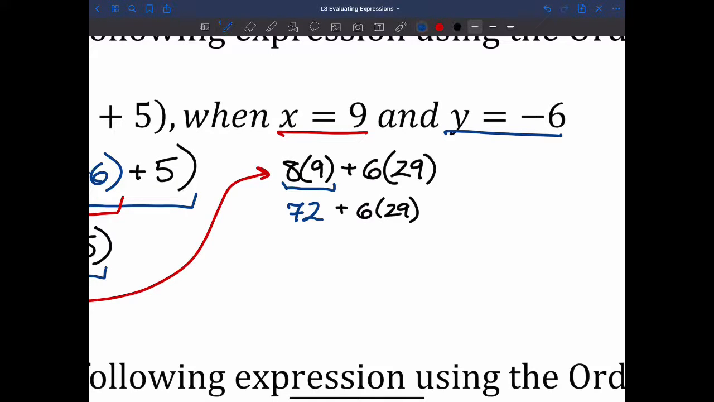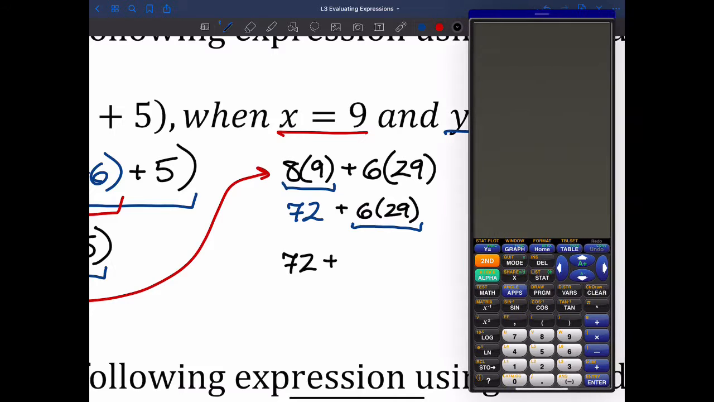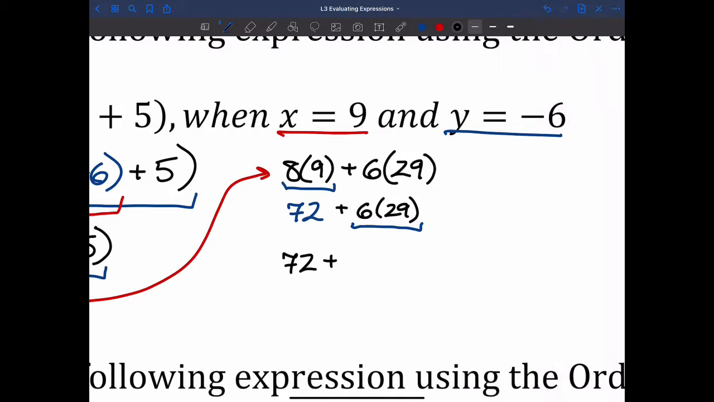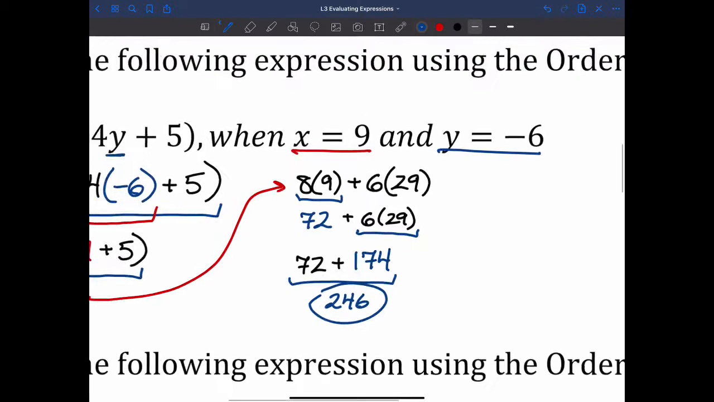After that, we've got the other bit of multiplication, 6 times 29, which is going to be lots of fun. All right, let's see what 6 times 29 is. 174. All right, and last but not least, we add those together. That's going to give us 246 overall. All right, so some of these numbers can get a little bit big depending on what you're plugging in and all that. All right, but that's okay.